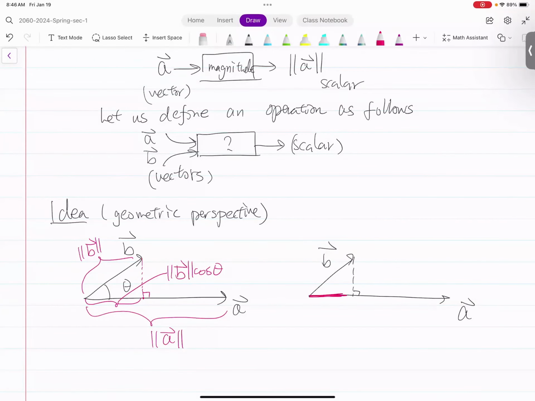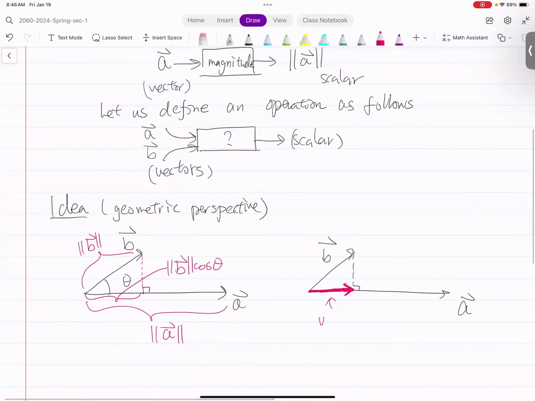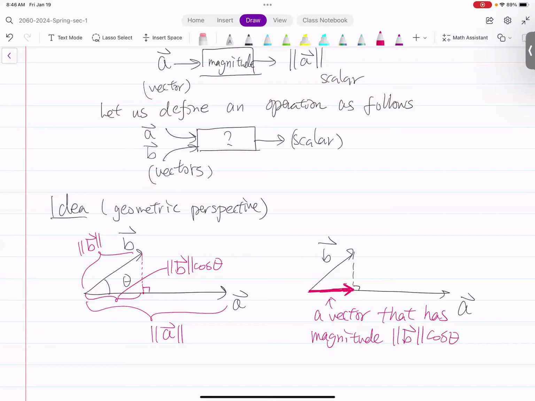This is a vector that has magnitude, the magnitude of B times cosine theta, that's the magnitude of this solid red vector, and the same direction as A.